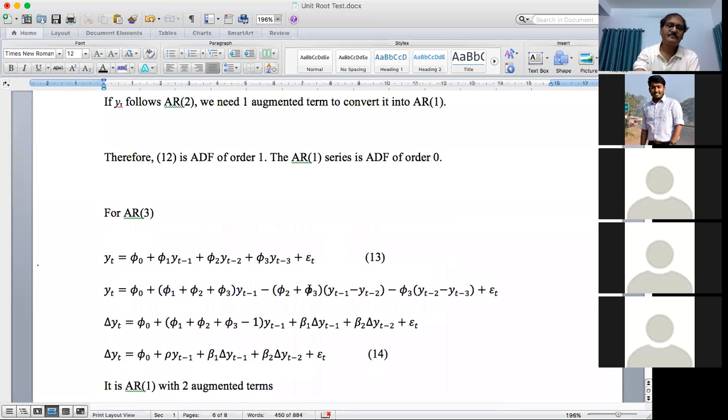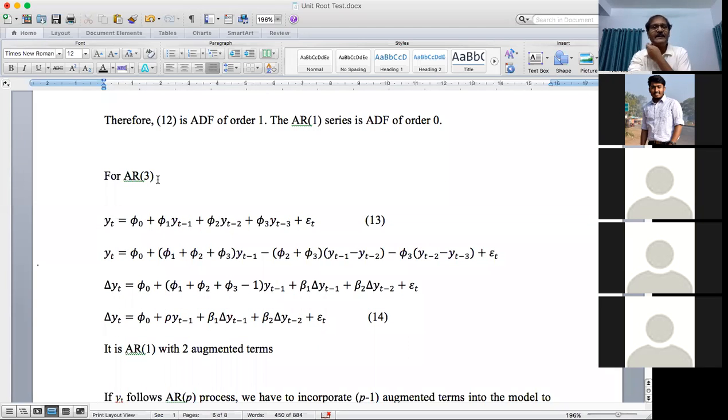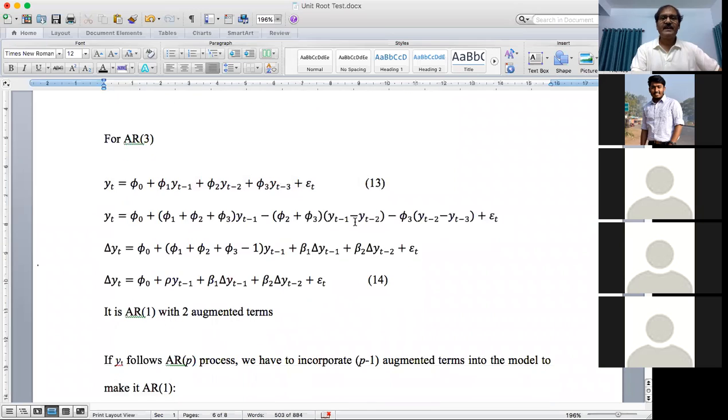Now again, take another example, AR3. And it would be better if you try independently just now how to get these steps in your exercise book, just by following the steps we have followed here. So write down AR3 in this way. Yt is equal to phi naught plus phi 1 yt minus 1 plus phi 2 yt minus 2 plus phi 3 yt minus 3 plus epsilon t. This is AR3. Now start manipulation from the last term.